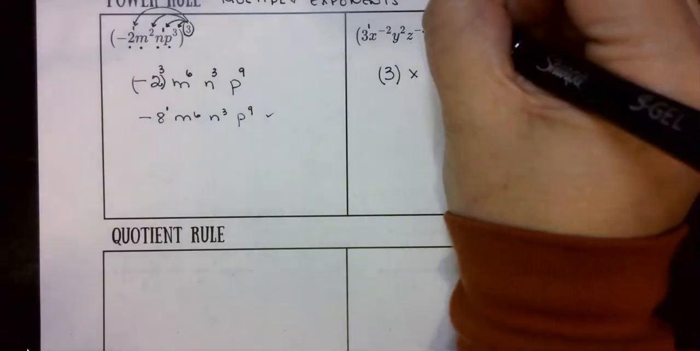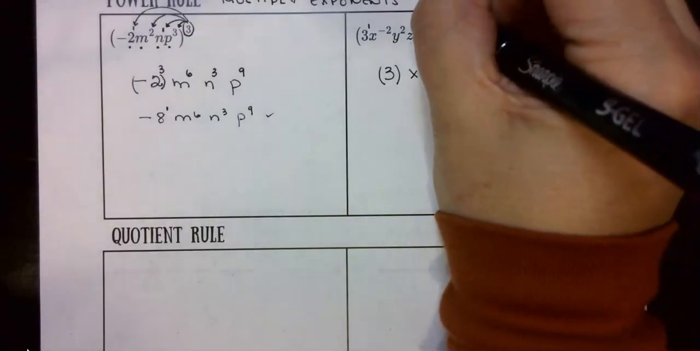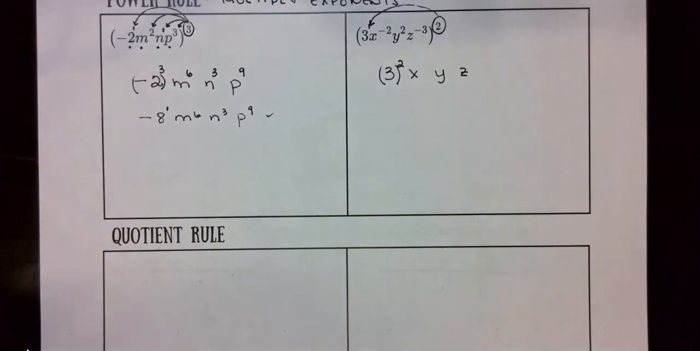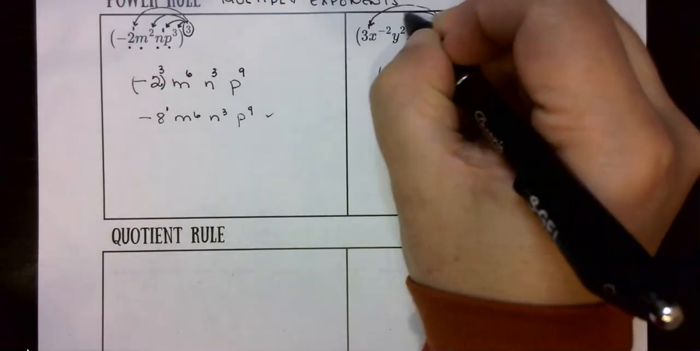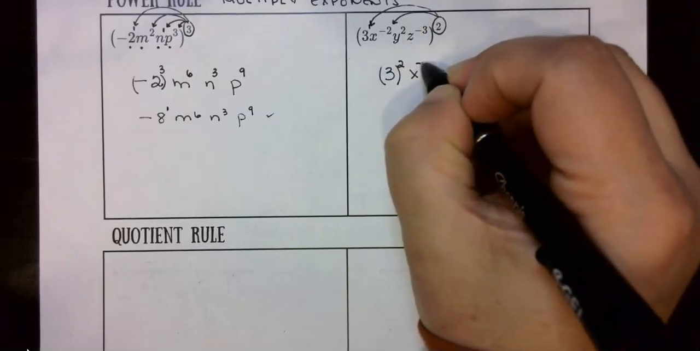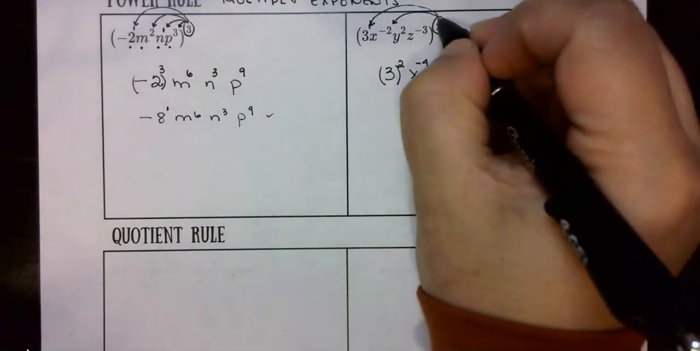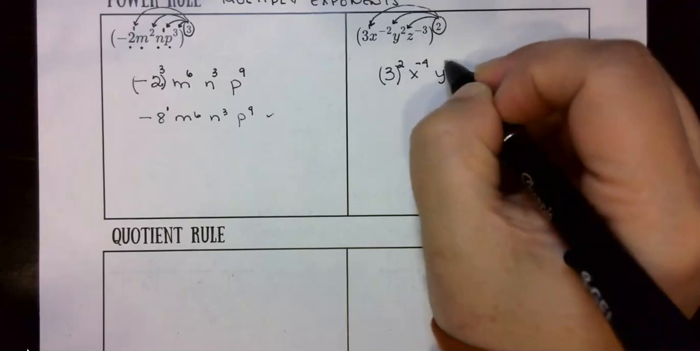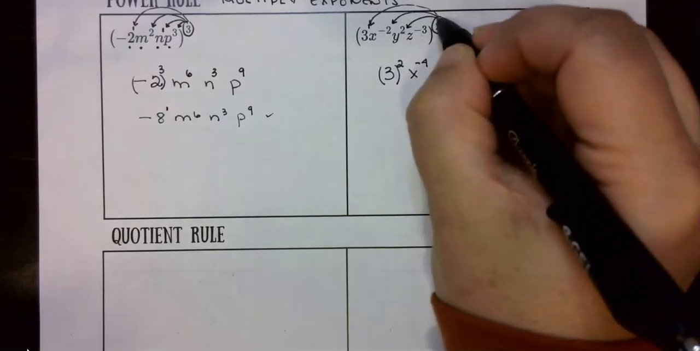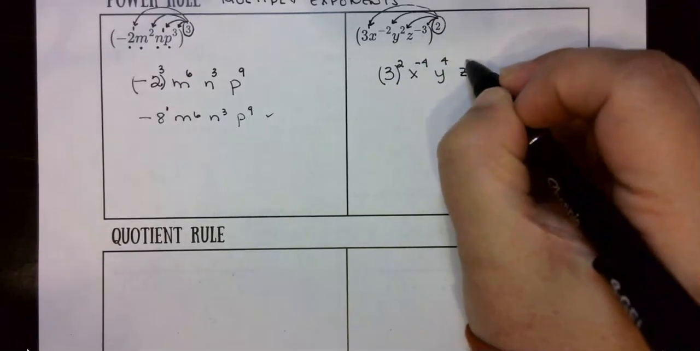Alright, so let's multiply exponents. 2 times 1 is 2. 2 times -2 is -4. 2 times 2 is +4. And 2 times -3 is -6.